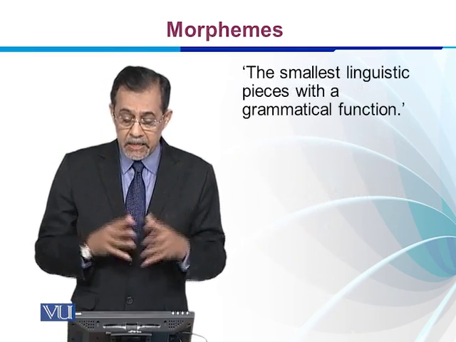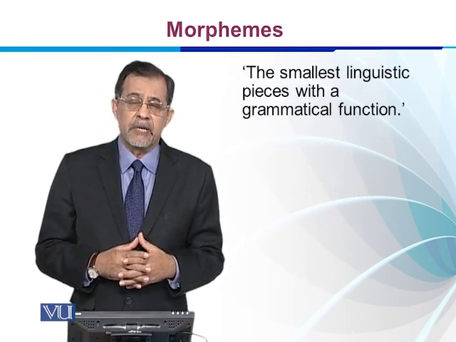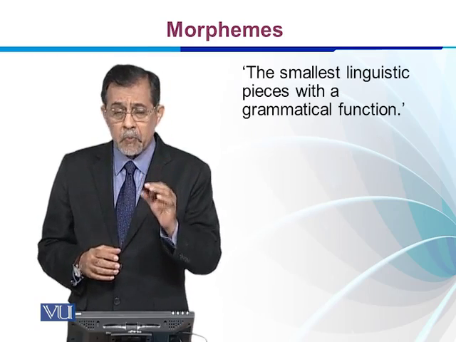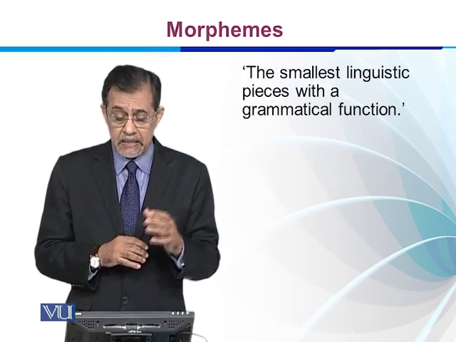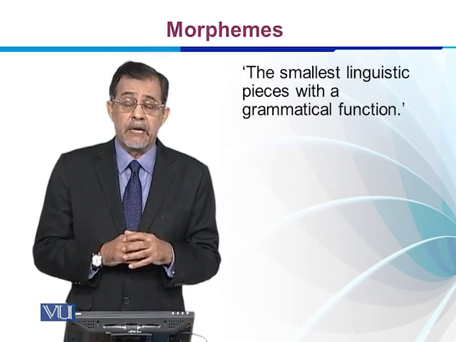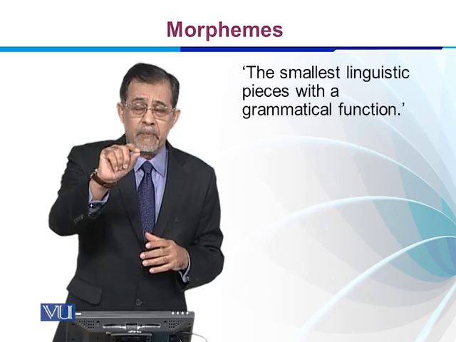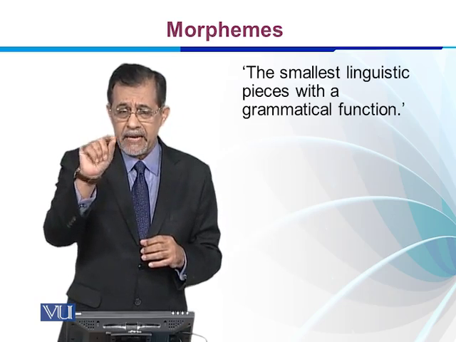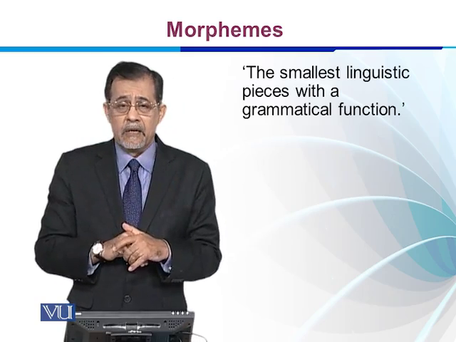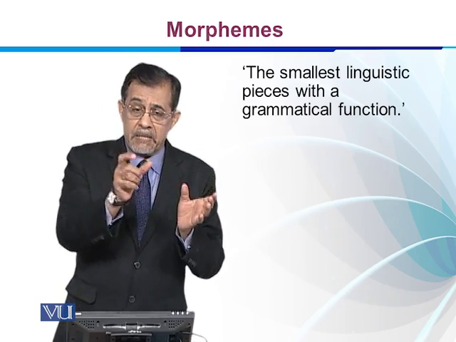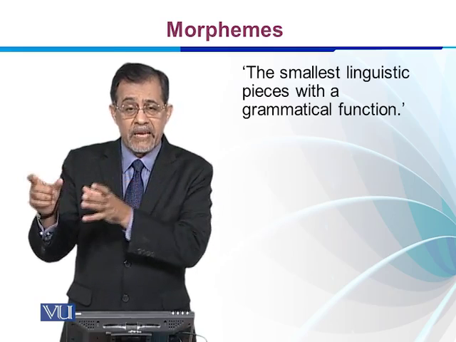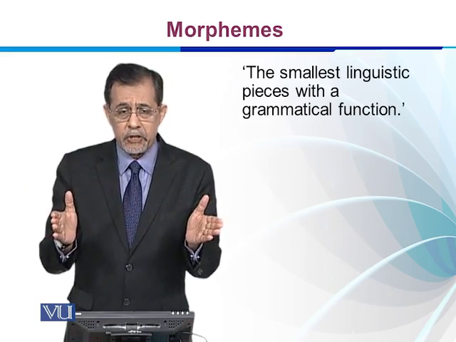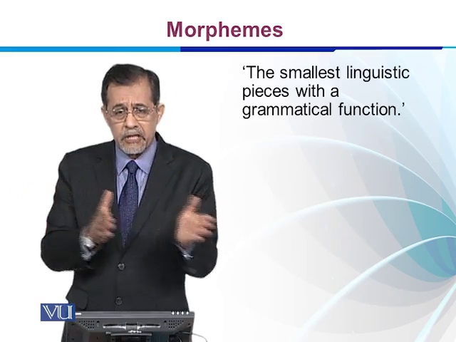The smallest linguistic piece with a grammatical function. So generally, morpheme is defined as the smallest linguistic piece with a grammatical function. For example, cat and cats. So in this we have s. It has a grammatical function. Similarly, cat is a morpheme and s is also a morpheme. So they have grammatical function. One is singular and the other makes it plural.